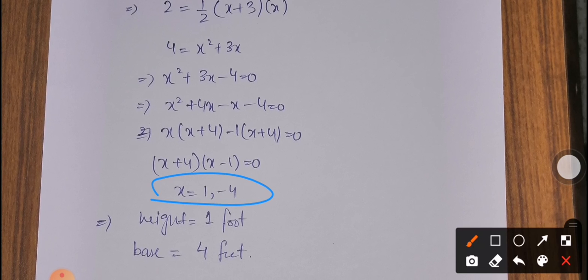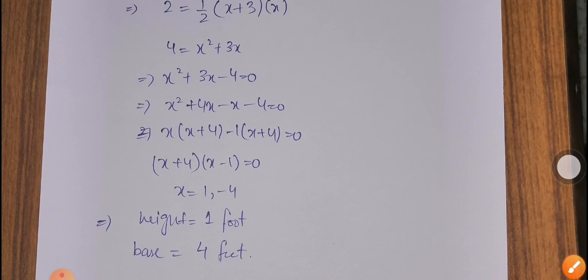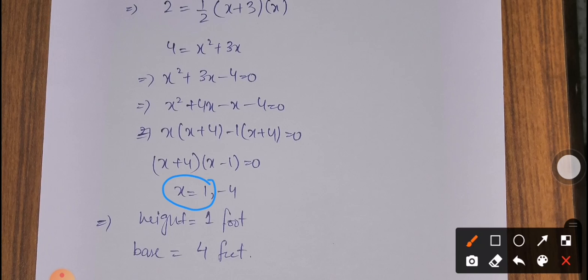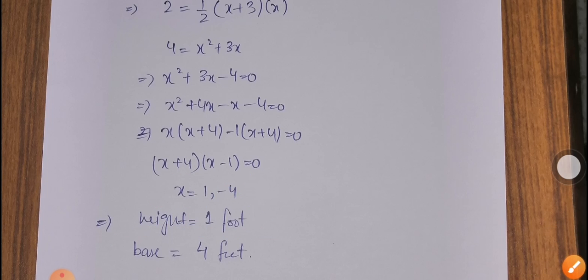We have to find the base and height of the triangle, and we know that a length can never be negative, so it means we will take x is equal to 1 only, not minus 4. So when x is equal to 1, the height will be equal to 1 foot, and the base is equal to x plus 3, that is 4 feet. Thank you.